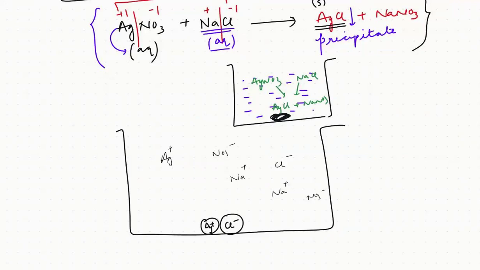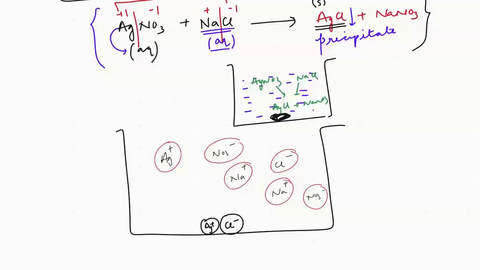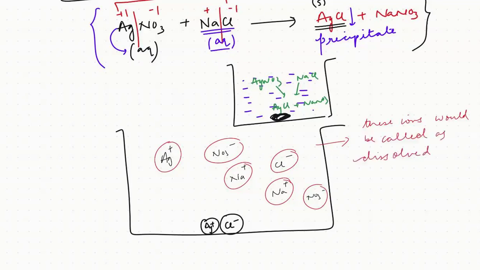So if in the picture the ions are seen separated, it would mean that these ions would be called as dissolved. If these ions are seen separated in water, they would be called as dissolved. Yes or no?